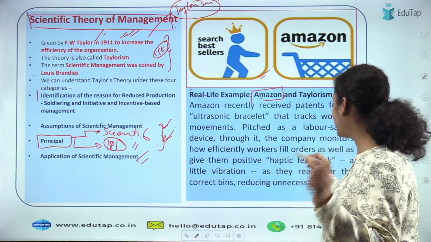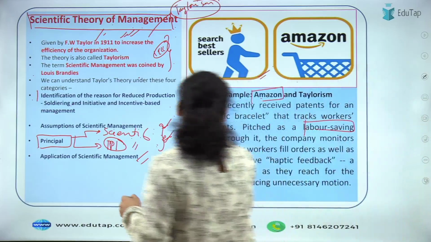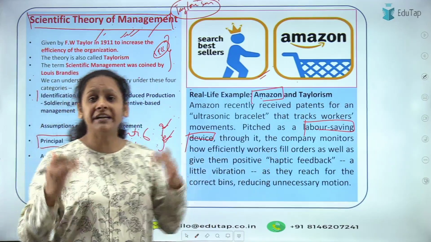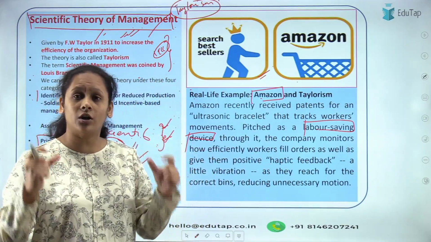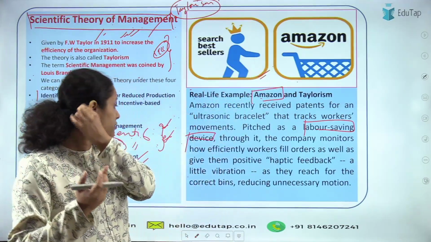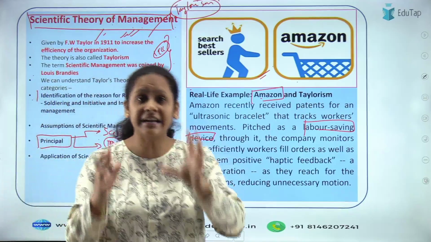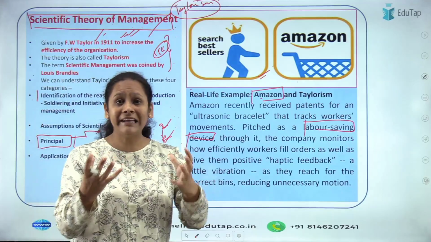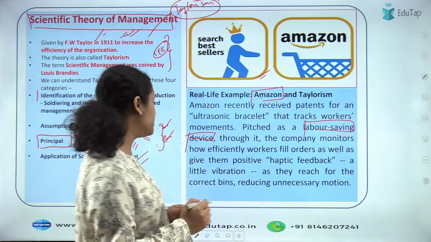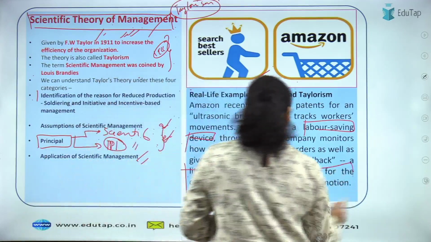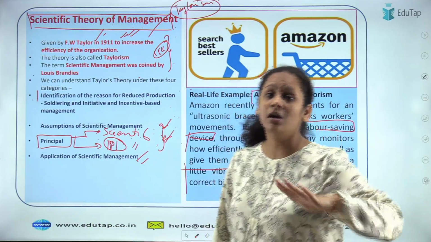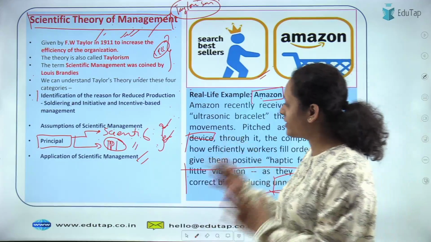This was firstly known as a labor saving device. Now, what did this device do? It constantly motivated and monitored the employees, whether they are doing the work on the right time, placing the packages in the right bin. ठीक है, और उससे क्या होता है, whenever they did this in a right manner, the band would give them a little vibration telling that you have reached the correct bin, and this also monitored unnecessary motions, which means they could avoid unnecessary tasks, and the overall work was done in a scientific manner.